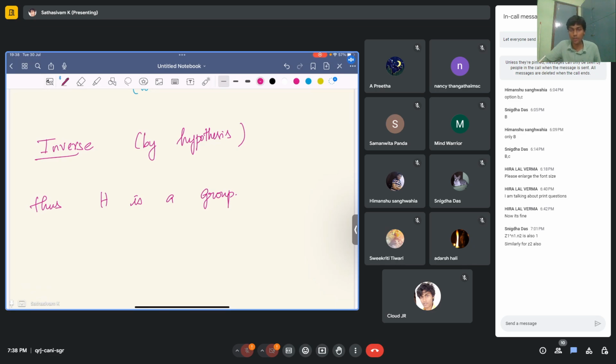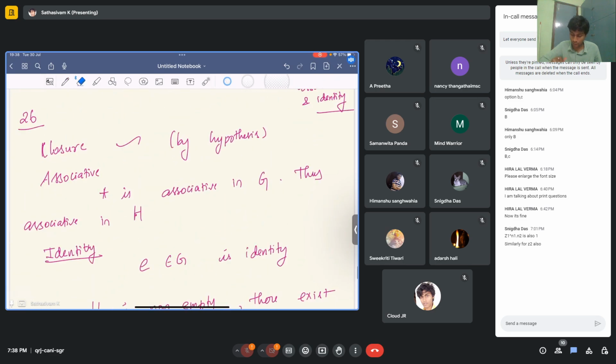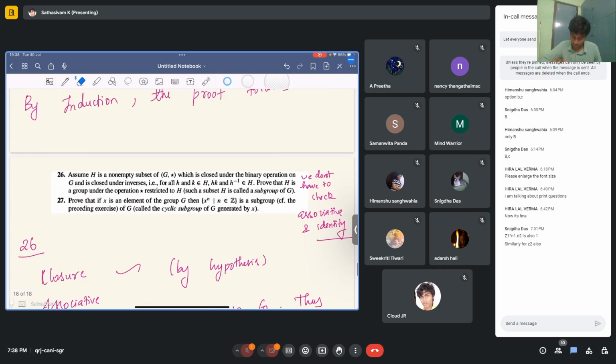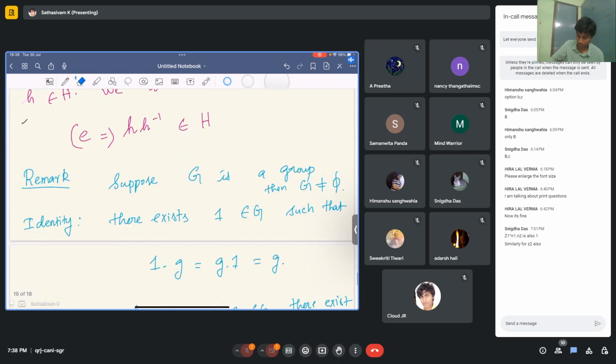Okay. In fact, if G is commutative, we can also say H is also commutative. That is, you can say. So same as the associative, we can also do the other one. Okay. So let's do this one also. So if there exists, okay, let's do the 27.